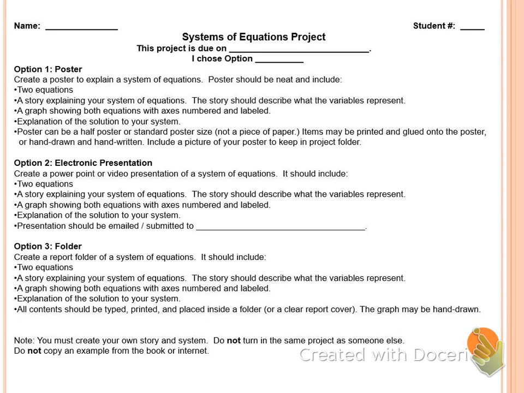Now, I choose option, and this is where you're going to fill in the blank eventually. There are 3 options, okay? Just like our last project, you get to pick the project that you want to do. So let's look at the different options. Option number 1 is a poster.